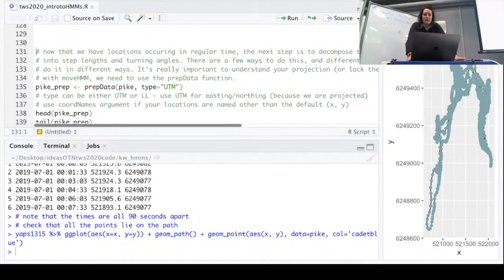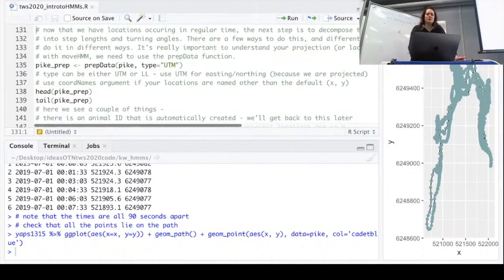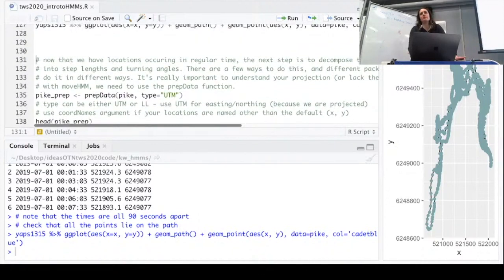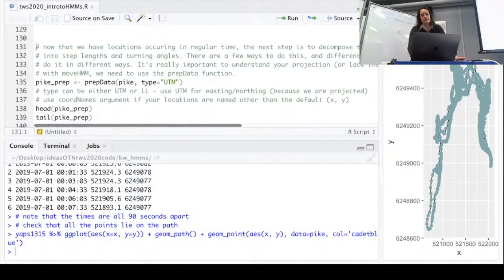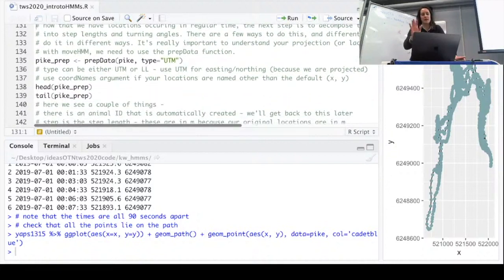So with moveHMM, you can do either, actually. And the way you do that is using the prepData function. And again, Teo actually has a really good vignette out there. If you just Google it, it comes right up. And he does all of this stuff and more.